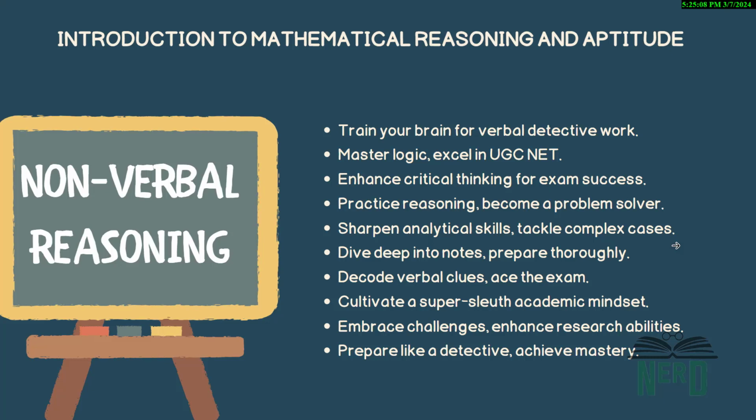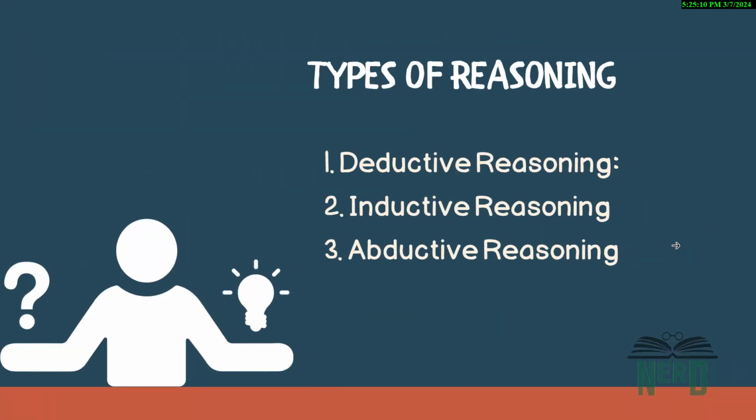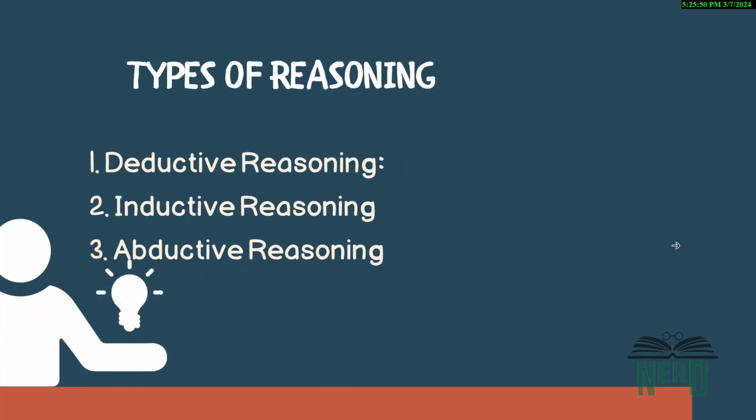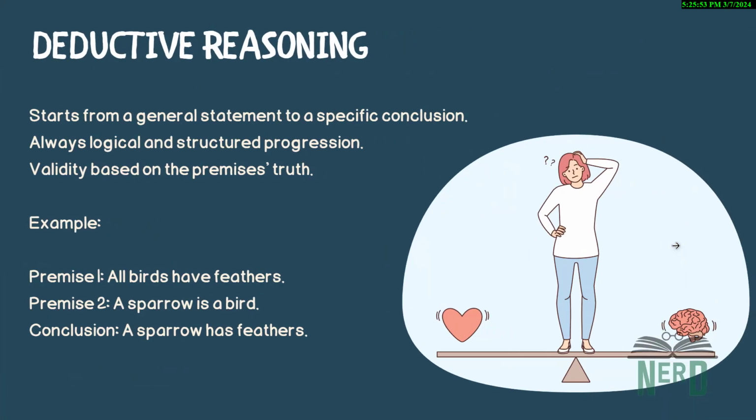So now let me tell you about the types of reasoning. As we know, we have deductive reasoning, inductive reasoning, and abductive reasoning. We have already discussed reasoning in our research aptitude, right? Like deductive and inductive, and of course abductive too. So here I'm just going to give you a brief introduction to what they are and what kind of questions you get in the exam.